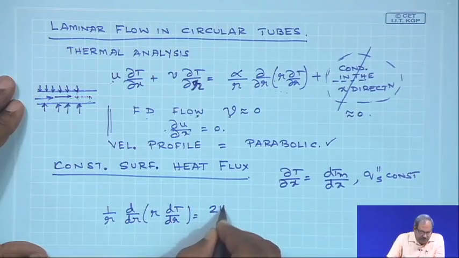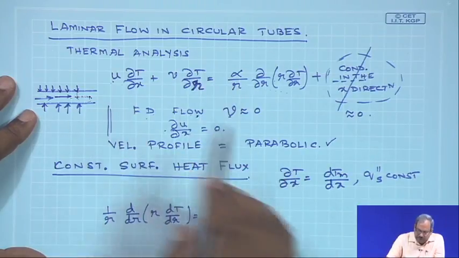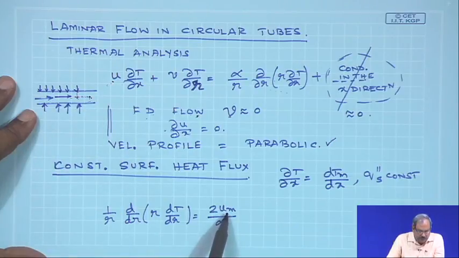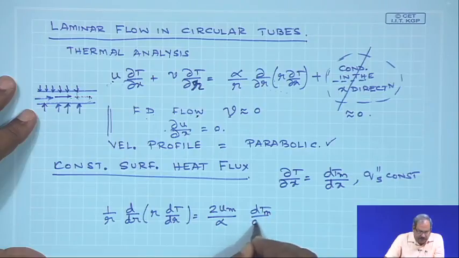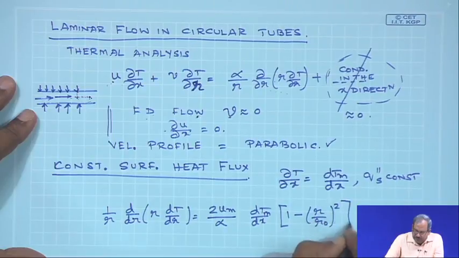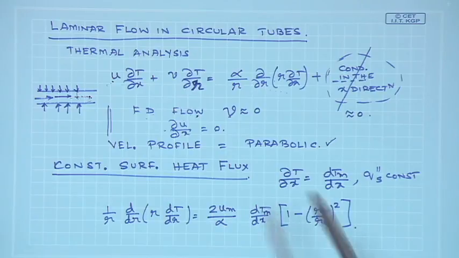would be 2 times um, where um is the mean velocity, by alpha. Bringing the alpha to this side, I am simply substituting u in terms of the velocity profile. So, dTm by dx times 1 minus r by r 0 whole square. Just take a minute's time and see if we understand what we have done over here.